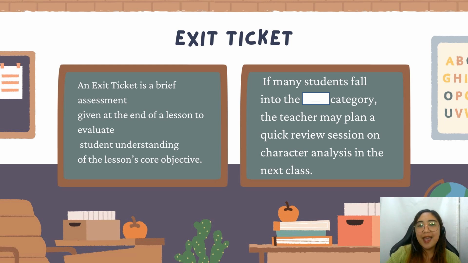Now, for the second question. If many students fall into the blank category, the teacher may plan a quick review session on character analysis in the next class. You may pause the video to think for your answer. Okay, so if many students fall into the no category, the teacher may plan a quick review session on character analysis in the next class.